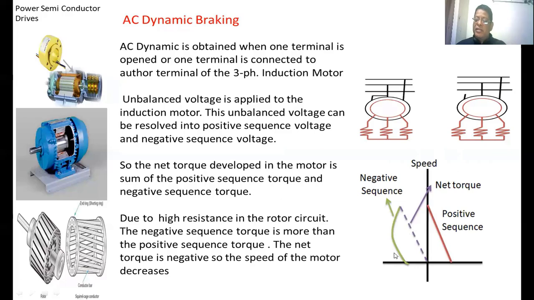These are the speed-torque characteristics of AC dynamic braking. This is the positive sequence torque. This is the negative sequence torque. The negative sequence torque is larger because we added some amount of resistance into the rotor circuit. The resultant torque is the sum of these two. This is the resultant torque. So the resultant torque is always negative. Negative torque means that, as the motor is already rotating in one direction, the speed of the motor will be decreased.